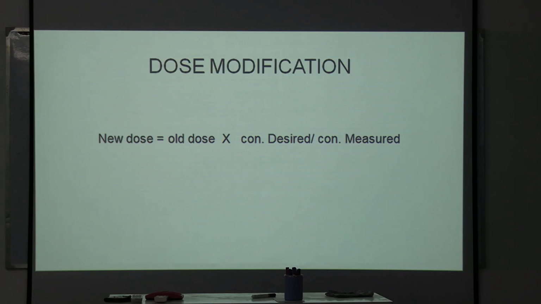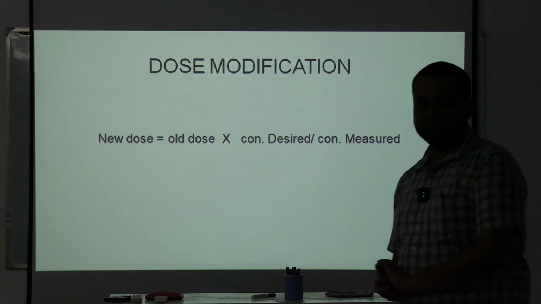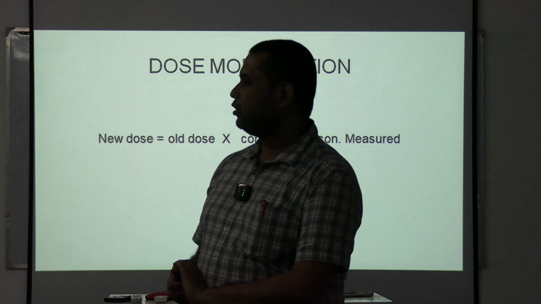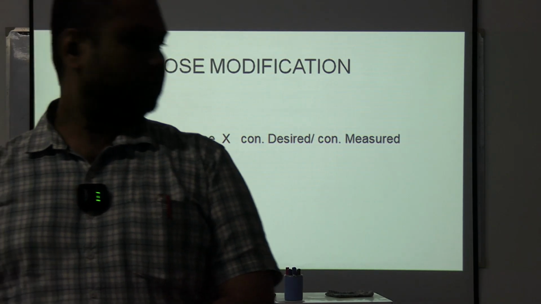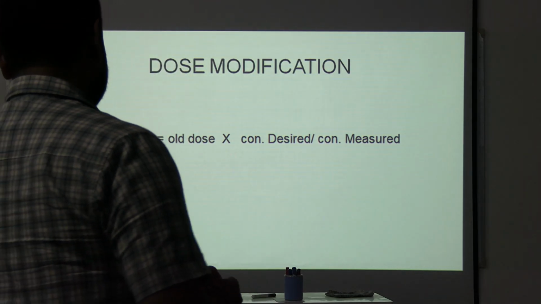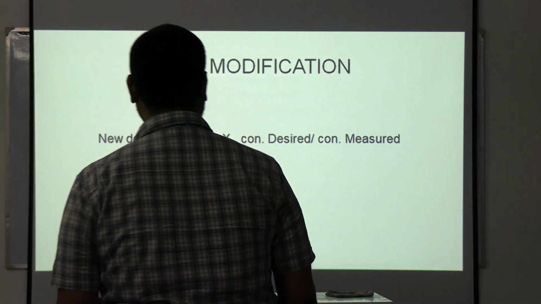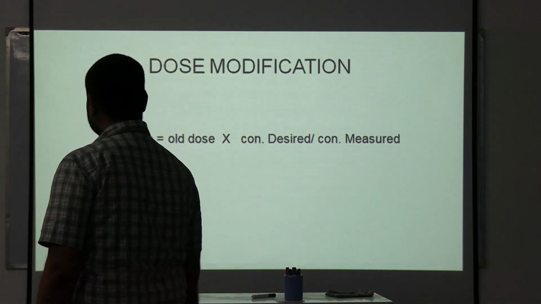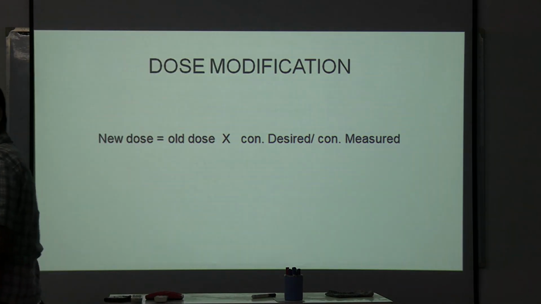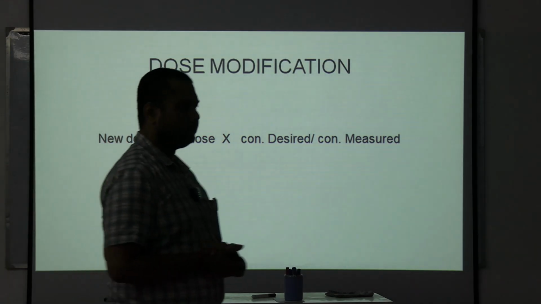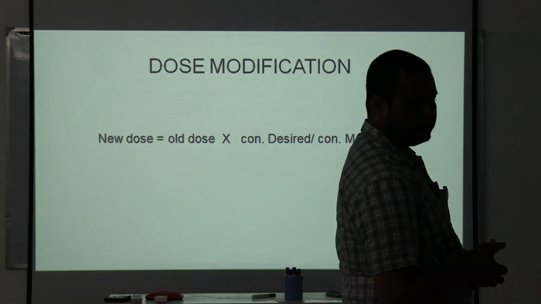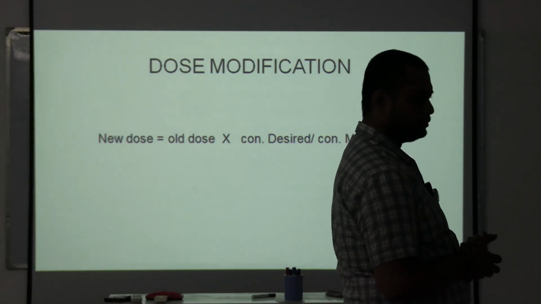So after measuring the concentration, what do we do? We have to customize the dose for the patient. So the new dose is the old dose multiplied by concentration desired divided by concentration measured. So there is various literature available for the desired dose. It may not be the same for all persons.